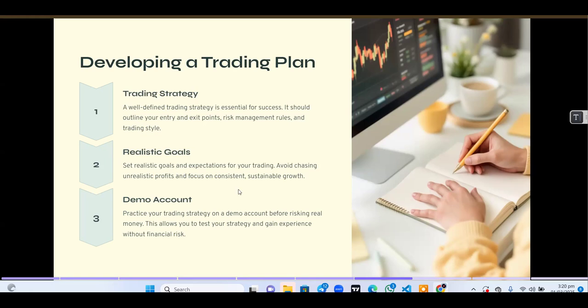Point number 2, set realistic goals. You don't have to put things that are beyond reality. Remember, greed makes people lose even if they are seeing profitable entry trades. Avoid chasing unrealistic profits. Let me give you an example. One thing that I almost forgot in the trading plan is that you also should have a target. How much do you want to be making a day? Which brings us to the realistic goals.